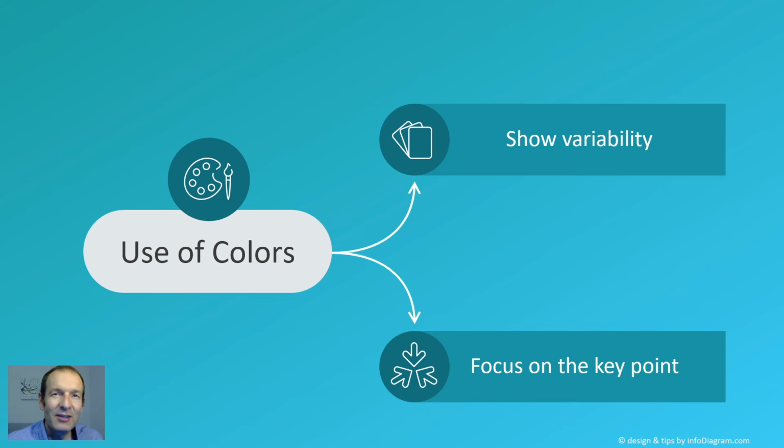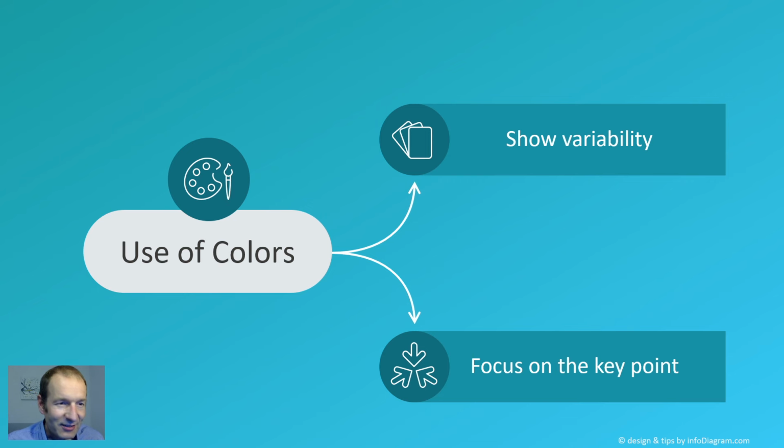And generally speaking, in slide design, the colors have two functions which we can use. One is to show variability of content. So if you want to show that we have like 3 or 5 different items, it's good to assign them different colors, to underline they are different items.